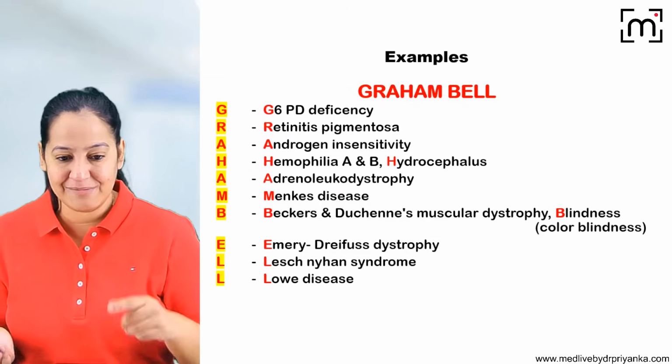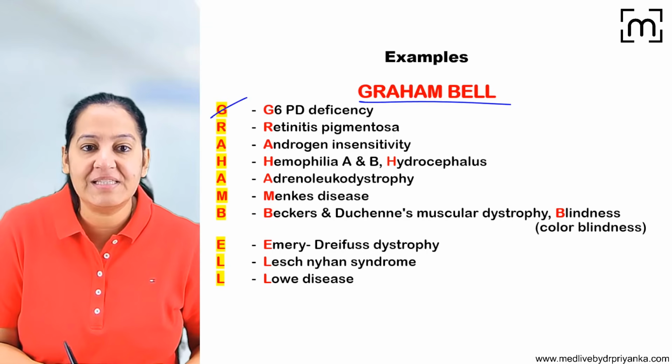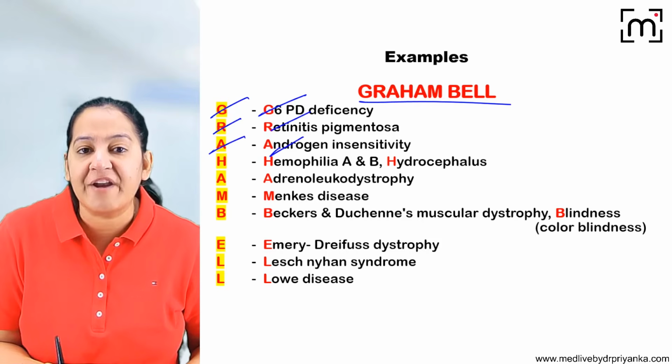And come on, the examples finally. The example is Grahambell. G stands for G6PD deficiency. R stands for retinitis pigmentosa. A stands for androgen insensitivity.